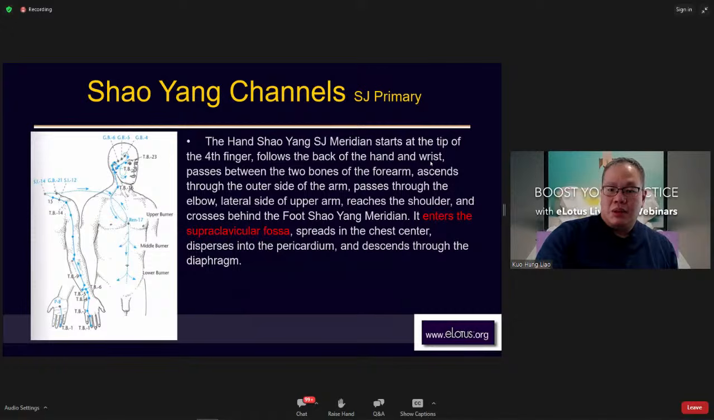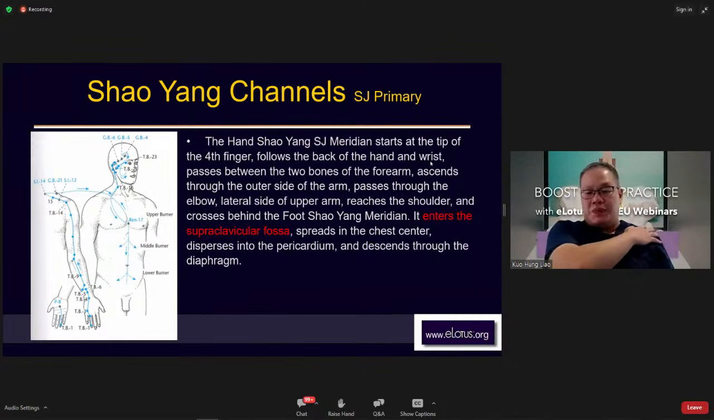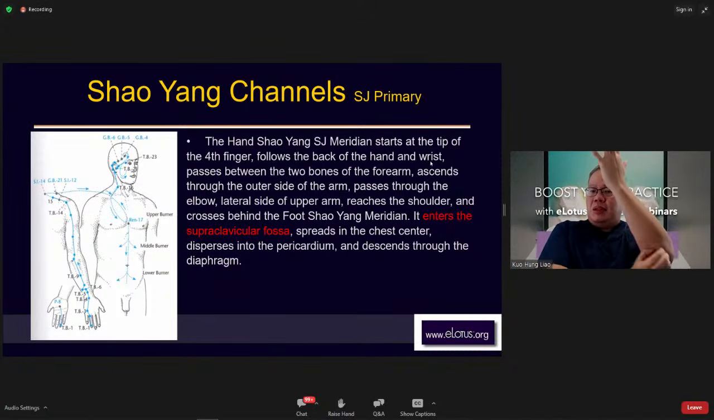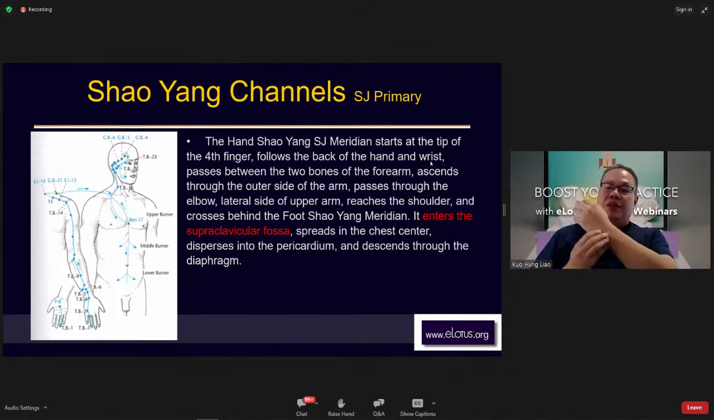Let's refresh some memory. Okay, the Sanjiao meridian starts from the tip of the fourth finger and goes up the back of your hand and the wrist, passes between the two bones of the forearm, and goes to the upper arm into the shoulder. And very interesting, when the channel goes up, why is it from the fourth finger? Because once you go up, it's between the radius and ulna, and it's right between the flexor muscles and extensor muscles. Here is the big flexor muscle group, and the extensor muscle group is from here. So actually, the Shaoyang channel goes between the flexor and extensor muscle groups.